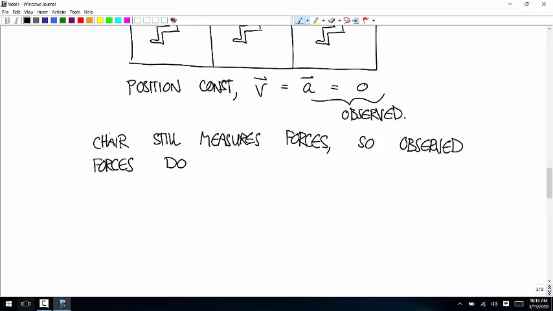So observed forces don't satisfy Newton's second law.